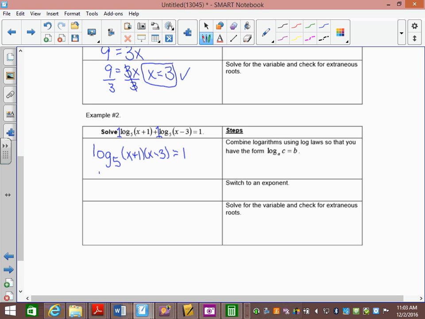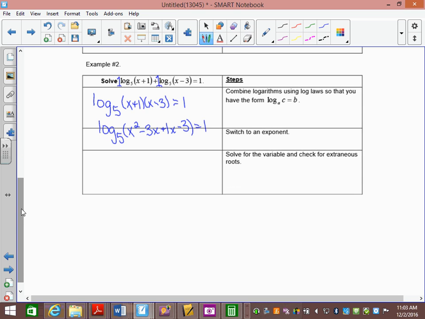Then I'm going to FOIL that. So I'm going to get log 5 x squared minus 3x plus x minus 3 equals 1. So I get log 5 x squared minus 2x minus 3 equals 1.